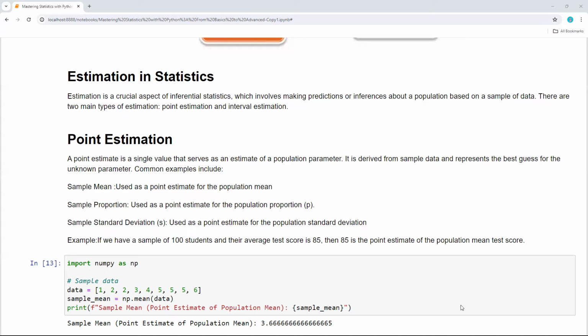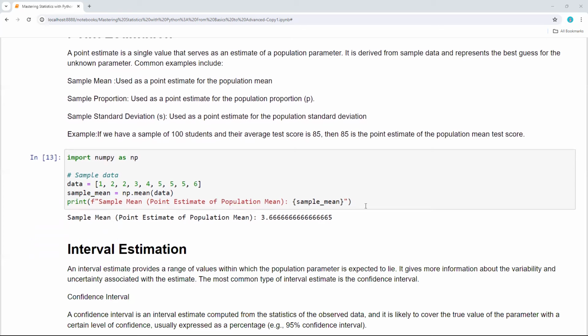For example, if we have a sample of 100 students and their average test score is 85, that is the point estimate of the population mean test score. So, for example, I have taken only 100 students and their scores, and I got a mean or average value of 85. Then 85 becomes my point estimate of the population. If my population is more than 100, it could be like 1000, then I'm concluding that the population average or mean could also be 85.